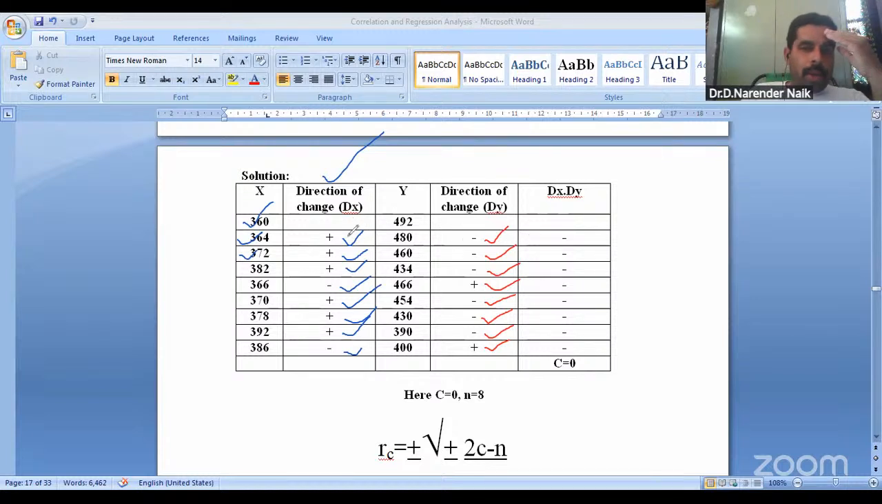Plus into minus, minus; plus into minus, minus; plus into minus, minus; minus into plus, minus; plus into minus, minus; plus into minus, minus; plus into minus, minus; minus into plus, minus. So C is equal to 0.